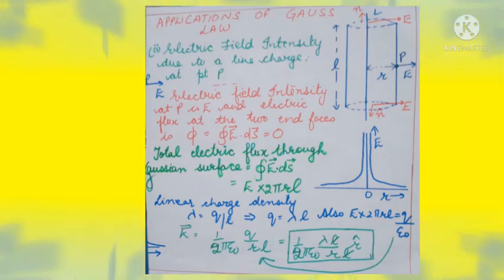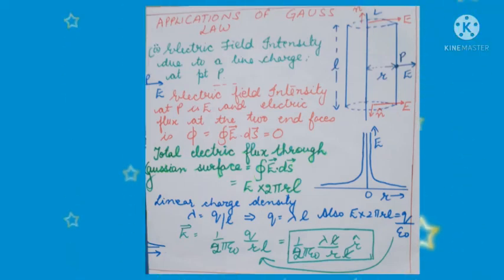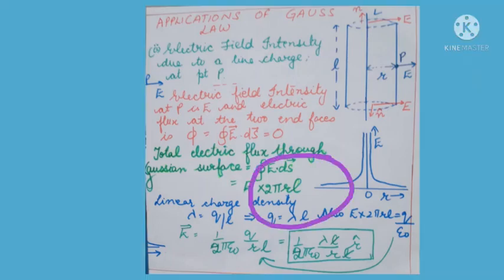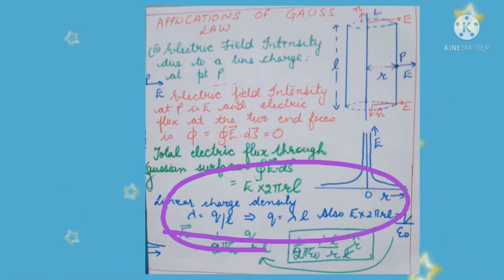Now, total electric flux through the Gaussian surface due to the curved surface of cylinder is given by phi equal to closed integral of E dot ds. As children, you already know the curved surface area of a cylinder is 2 pi r l, so we will insert its value here. Children, since we have taken a line charge, so we will take linear charge density concept. So lambda is equal to Q over L or Q is equal to lambda into L.